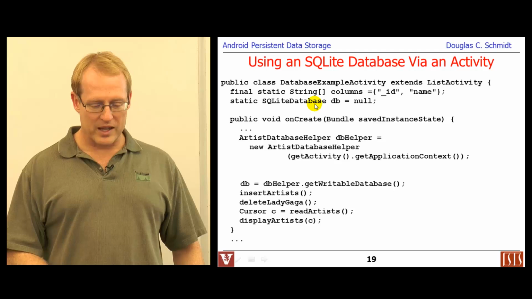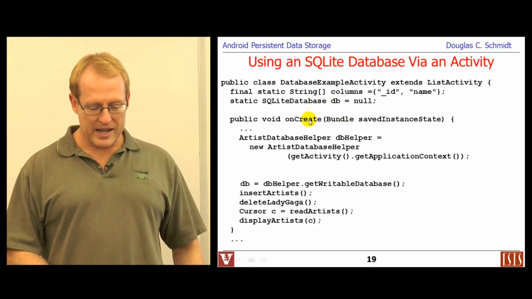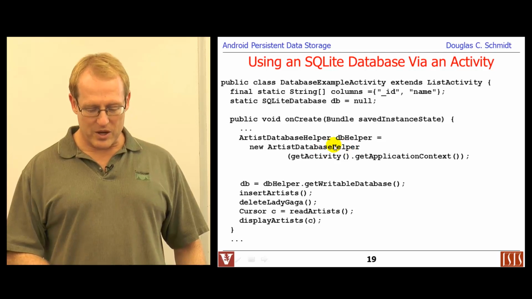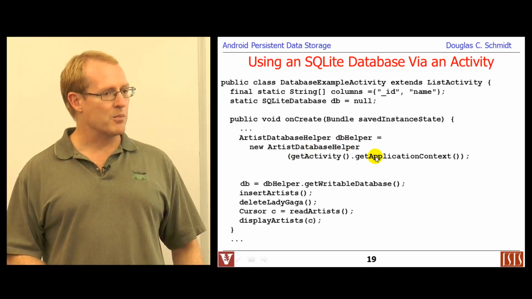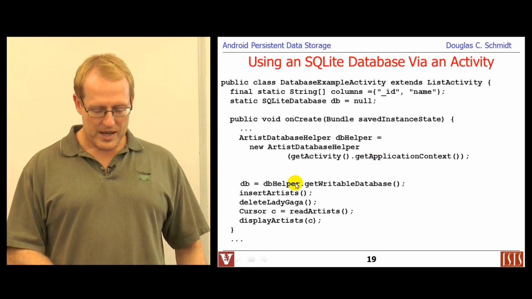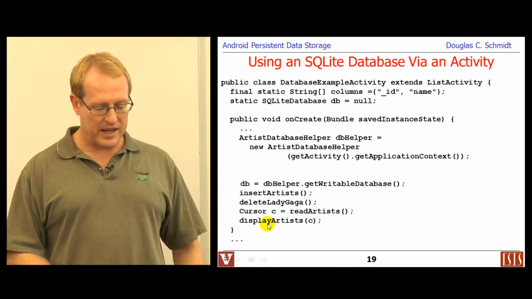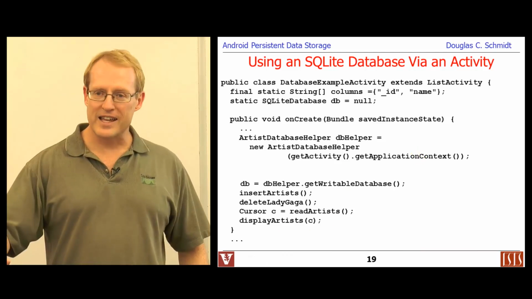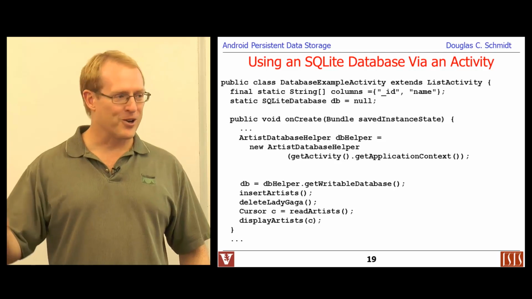And then we have our SQLite database down here. And here's the onCreate method that we defined for our activity. As you can see, we go ahead and create our new artist database helper, passing in the context from the application's activity. We go ahead and get a writable database, and then we do some operations. We insert some artists. We delete Lady Gaga, just picking on her again.